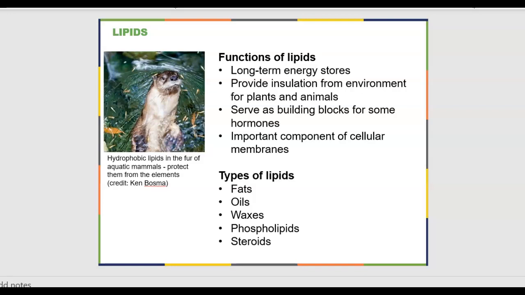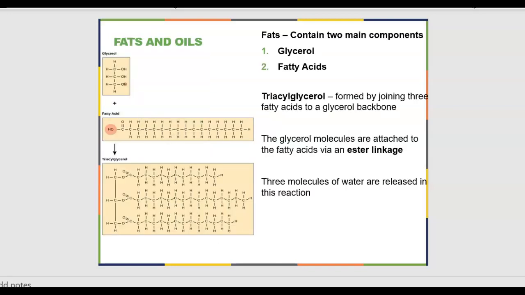So the different ones, remember these don't have monomer units, because you're going to see that in a minute. There are so many different types, but we're going to look at the fats, the oils, a little bit on waxes, phospholipids, and steroids. So let's get started. So fats are basically two things.